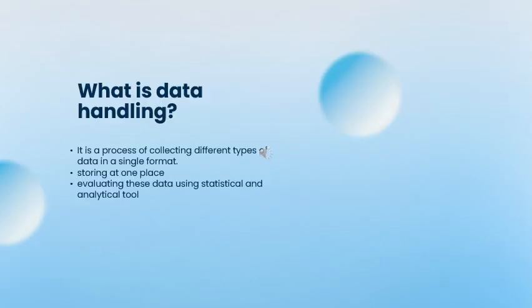Let us discuss what is data handling. It is a process of collecting different types of data in a single format. That is nothing but collecting data of different data types in a single format, storing it at one place and evaluating it using some tools. For example, in data science we are dealing with big data. To manage that data we need some tools. So in Python, we are using pandas as a tool.